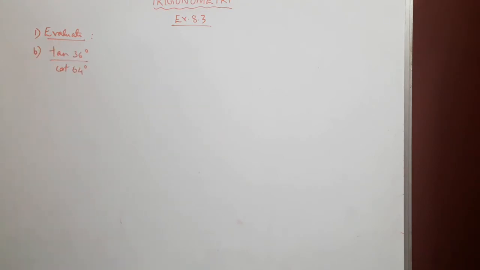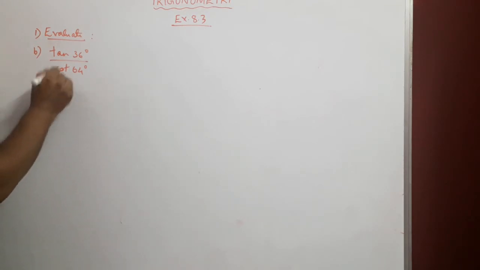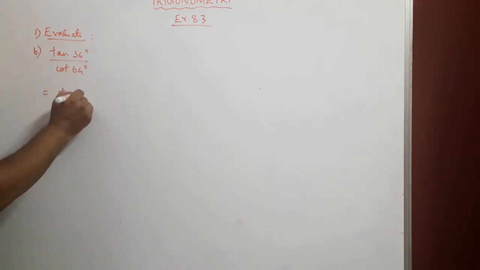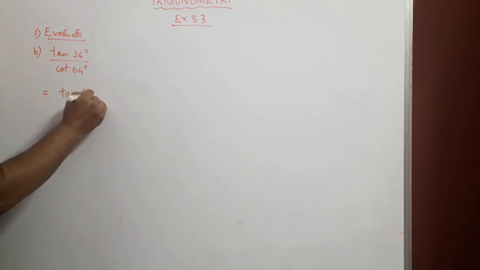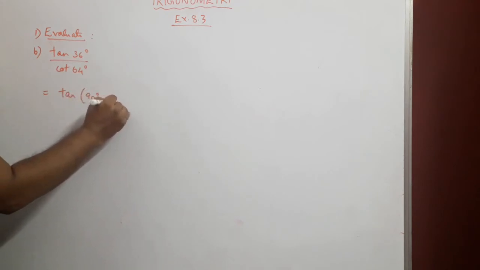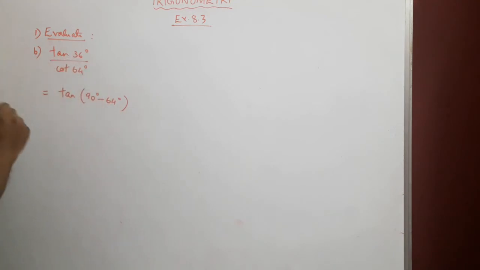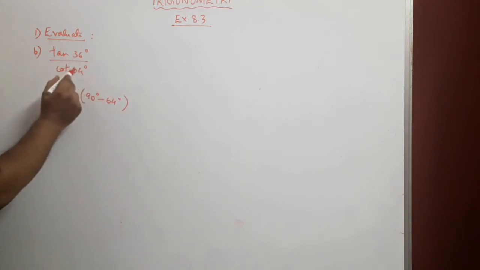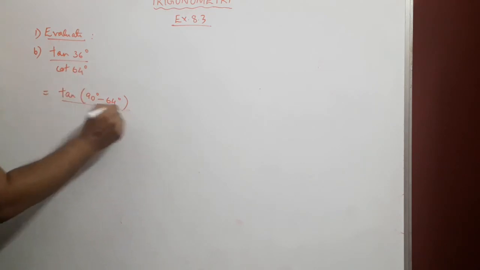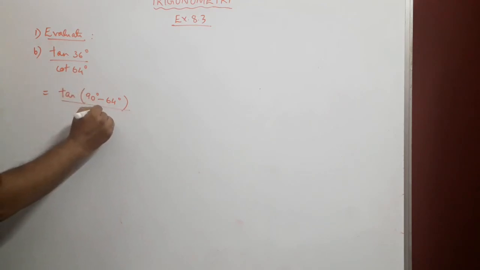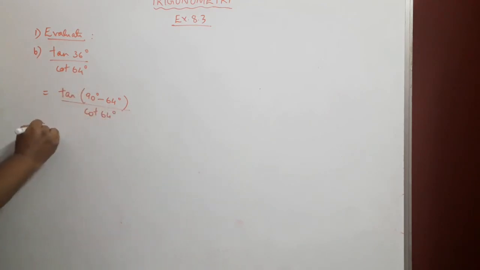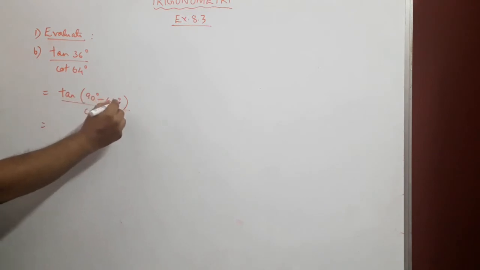Our next problem is tan 36 degrees upon cot 64 degrees. Once again, we can express tan 36 as tan of 90 degrees minus 64 degrees. See, 90 degrees minus 64 degrees gives us 36 degrees. But we have to also look at what is there in the denominator. It is 64 degrees. So I'll rewrite this first, the denominator, cot 64 degrees. Tan of 90 degrees minus 64 degrees.